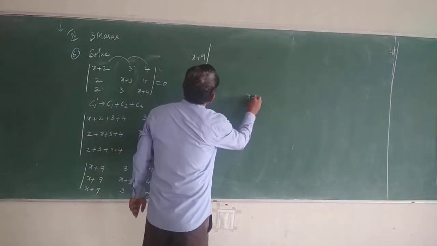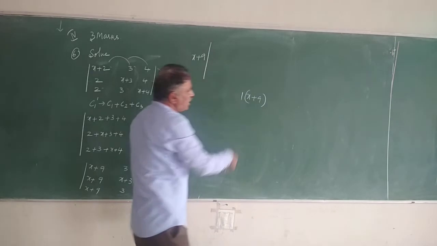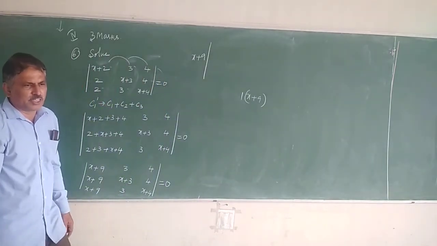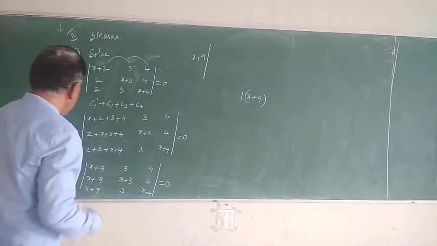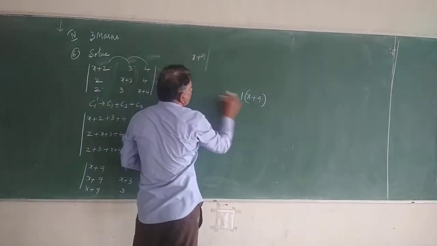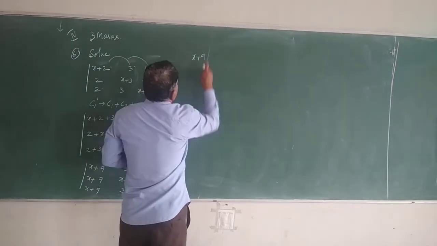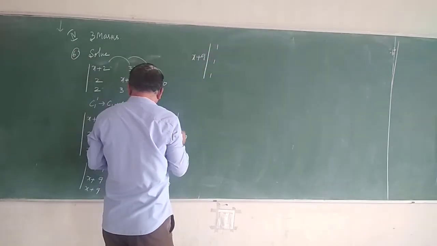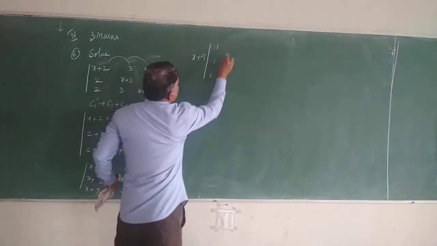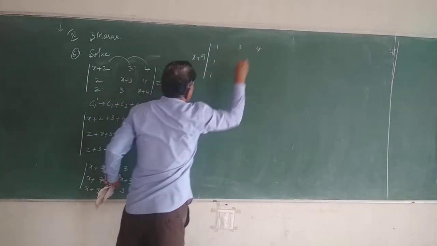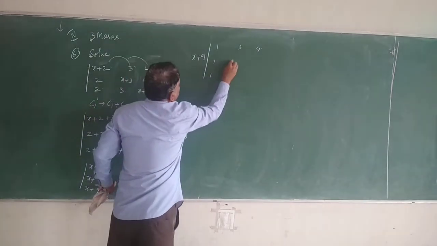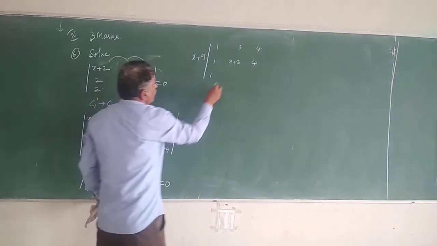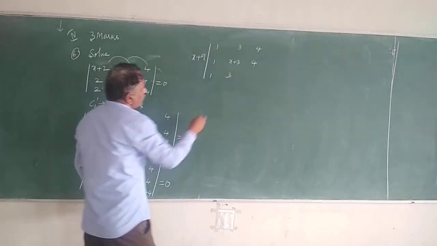Remember, x plus 9 is nothing but 1 time x plus 9. So if I take x plus 9 common, I will get 1. So I will get 1, 1, 1, and 3, 4, x plus 3, 4, and x plus 3.